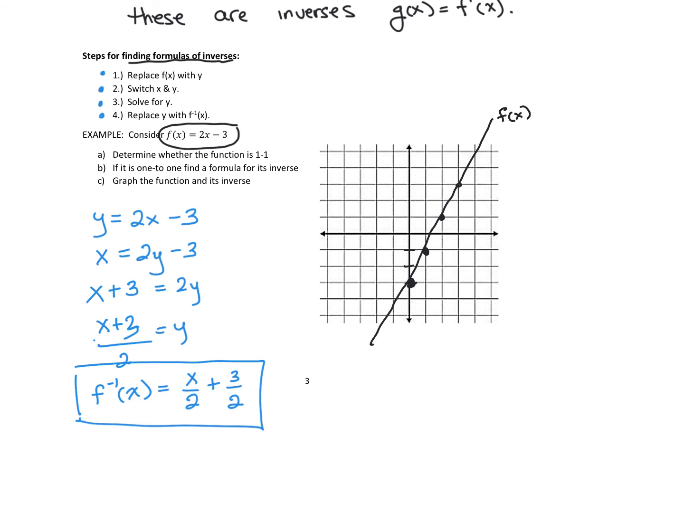For f inverse of x, this function written in blue, we know that our y-intercept is 1.5, and then we will go up 1 over 2, up 1 over 2, down 1, back 2, and we will get this line. And notice that that is a reflection about the line y equals x.